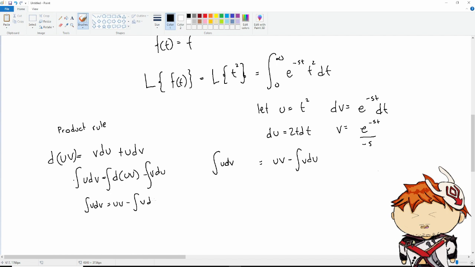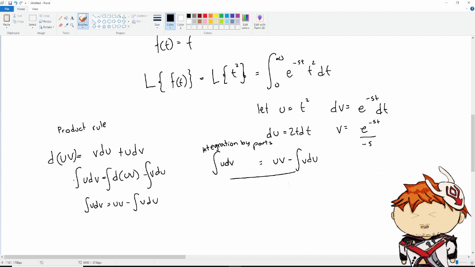I shouldn't be teaching this to you guys, but I hope it helps. I'm saying that with the mind that it helps you guys. So that's integration by parts.